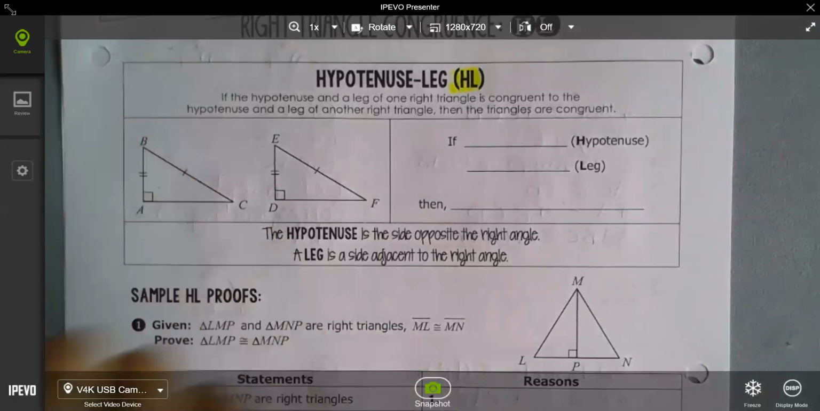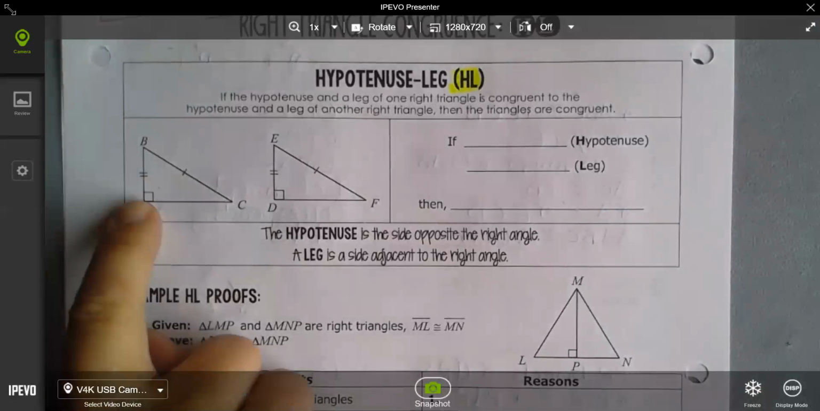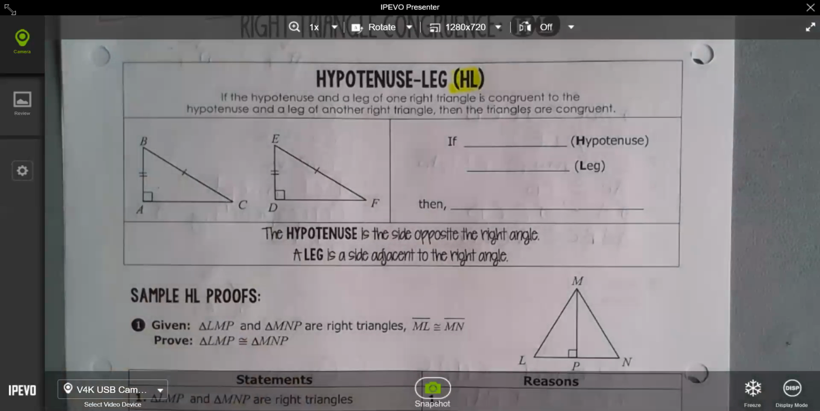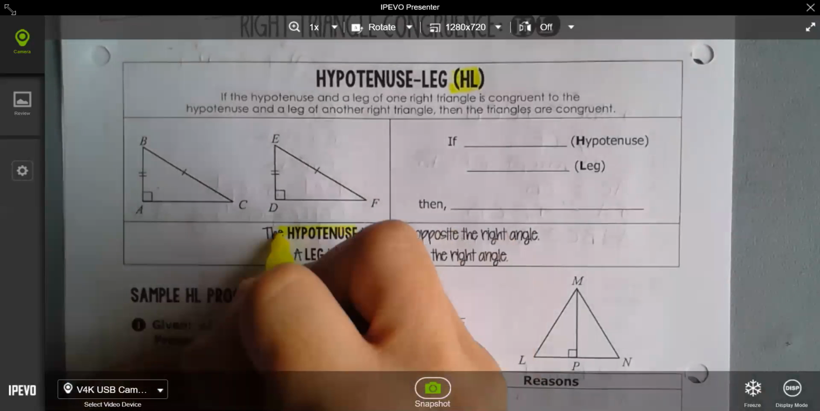Angle side side. Yes, you are correct. This is angle side side. However, we are not going to be calling it angle side side because this is a special situation. These are right triangles, and only a right triangle has a hypotenuse.